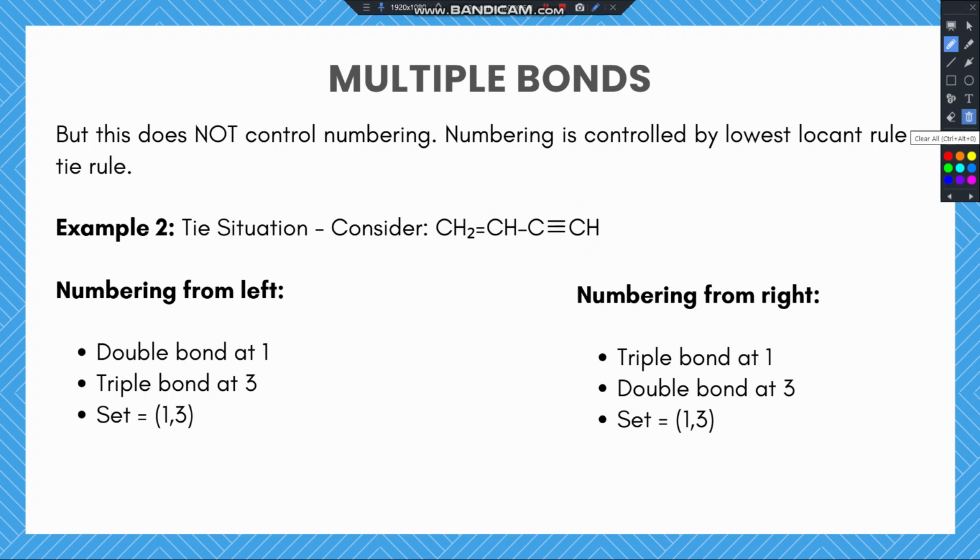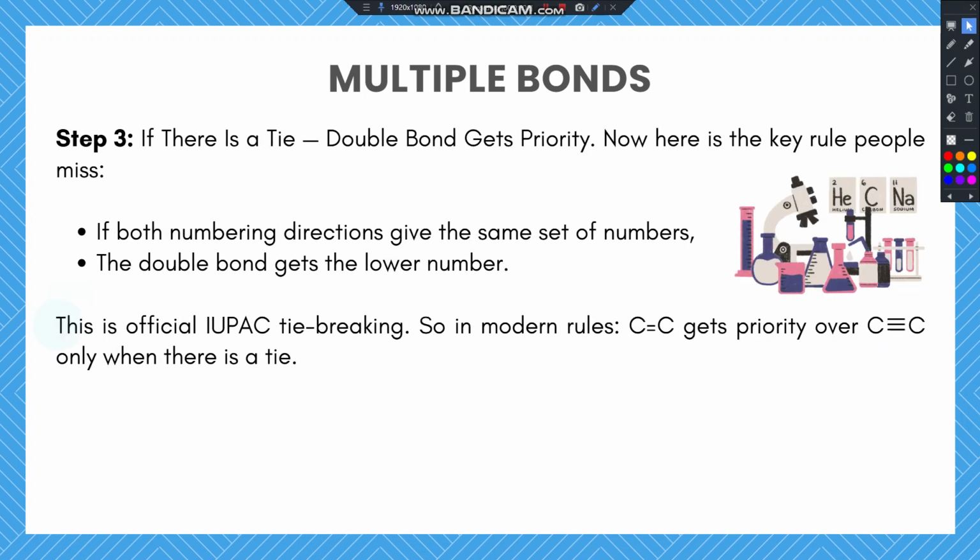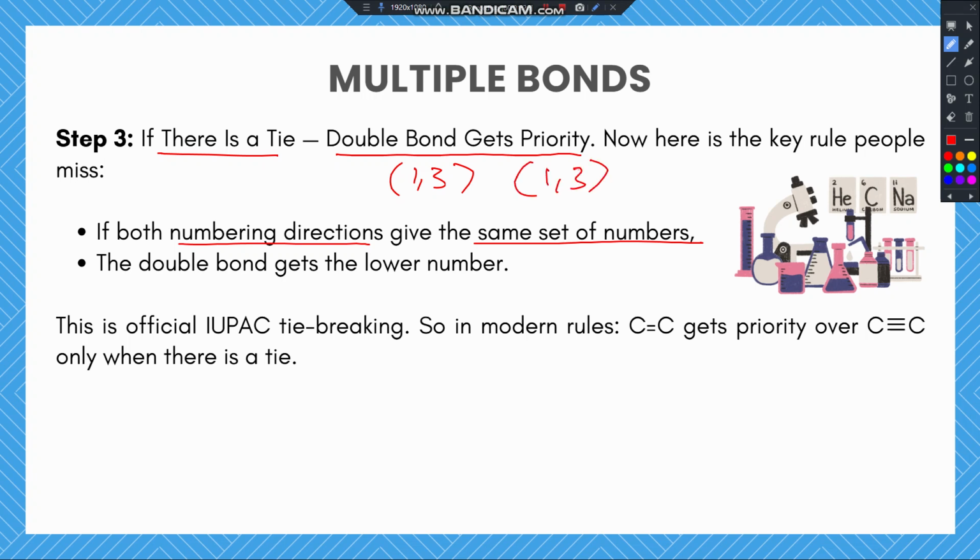The question now becomes, which one do we pick? Now, since we have a tie, we'll give the priority to the double bond. Let me backtrack a bit and show you that rule. That rule says if there is a tie, you can see it over here, if there is a tie, the double bond gets priority. If both numbering directions give the same set of numbers, and we saw 1, 3 from left to right, 1, 3 from right to left, the double bond therefore will get the lower number.